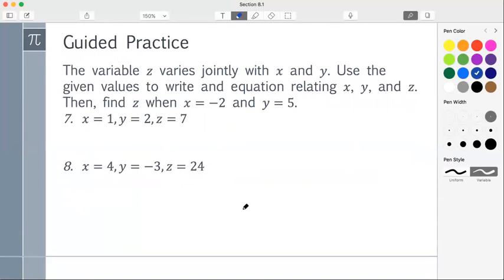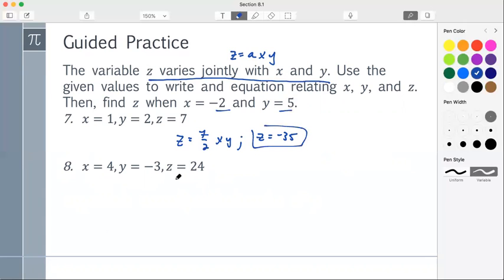All right, how about you guys try this, number 7. z varies jointly with x and y. So you should have written z equals a x y. Using the information given, you should have got z equals 7/2 xy. And then plugging in the y and the x, you should have got z equals -35 as your final answer. Again, same process here. Plugging into this generic equation, solving for a, you should have got z equals -2xy. And then solving for z, you should have got z equals 20.